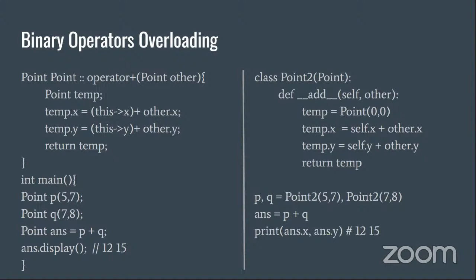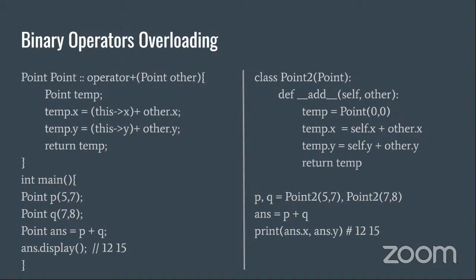So we add both of the x coordinates and assign it to temp dot x. Similarly, for y, we do this arrow y plus other dot y, and we add the y values of p and q and assign it to temp dot y. And then we return this temp variable, so this temp will be assigned to the point answer. Now, when we display this answer object, we get the value 12, 15, which is the same as adding the x coordinates of p and q, 5 plus 7, and adding the y coordinates of p and q, 7 and 8, resulting in 12, 15.